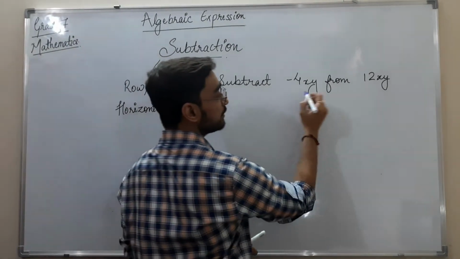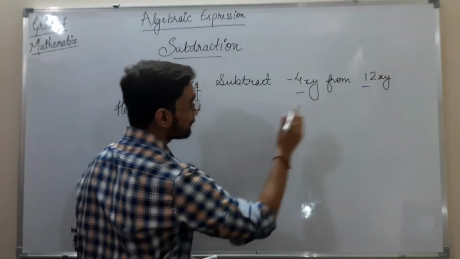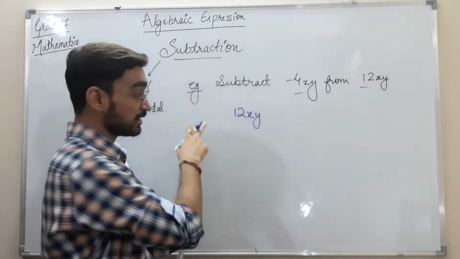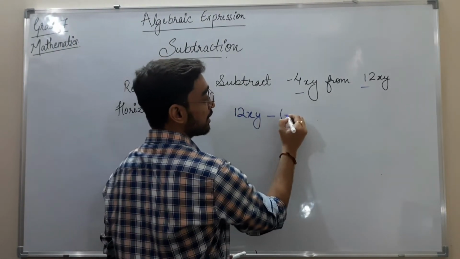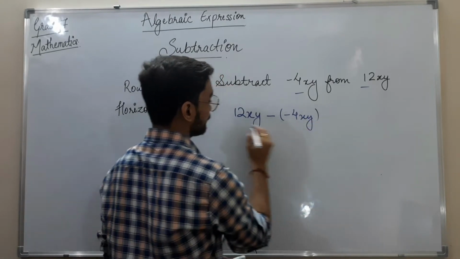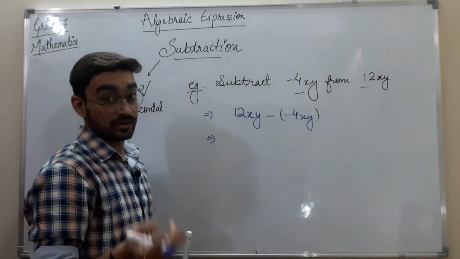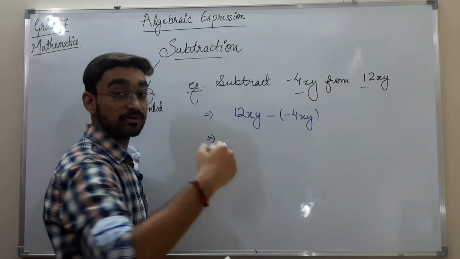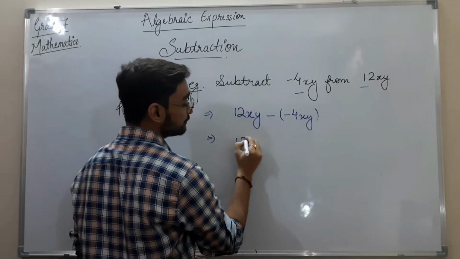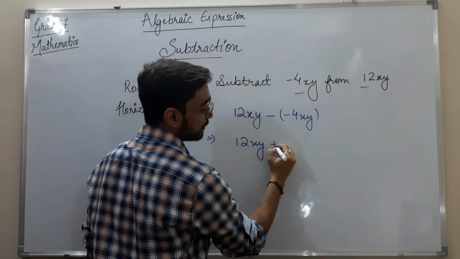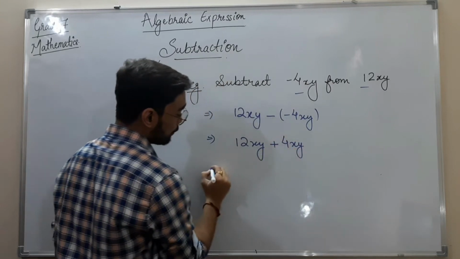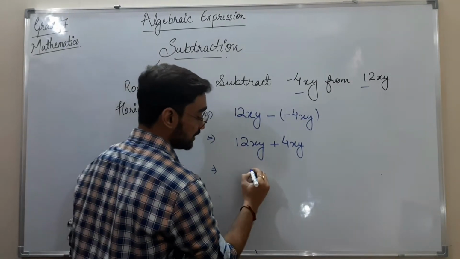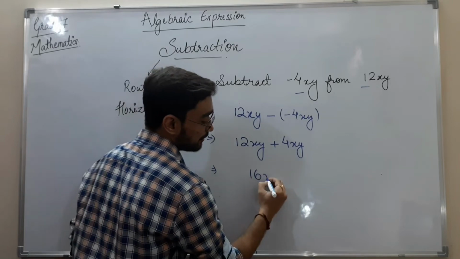Which number do I have to write first? This one or this one? Yes, very good. 12xy, because I have to do the mathematical operation subtraction. So minus, then this one, minus 4xy. Now this rule we have to use here. If the symbol of minus is there before the bracket, all the symbols will change. So minus minus will become, yes, plus. Now what will it be? 12 plus 4 means 16, then the same variable xy.